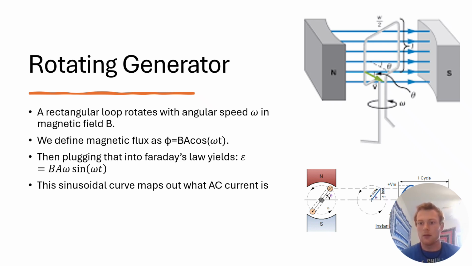and then taking a derivative of that, plugging that into Faraday's law, we get what our EMF is: B times A times our angular frequency times the sine of angular frequency times time. And so this sinusoidal curve maps out what the AC current is.